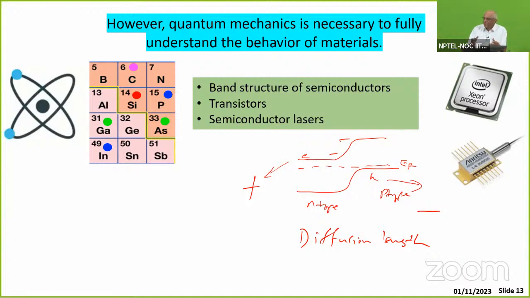And these lengths are very small again. So therefore, to understand this, you have to then talk about how the electrons move, and you have to deal with the band structure of the semiconductor. That means quantum mechanics.